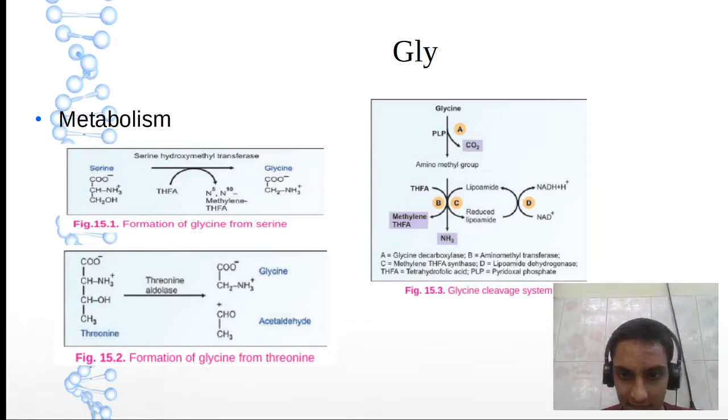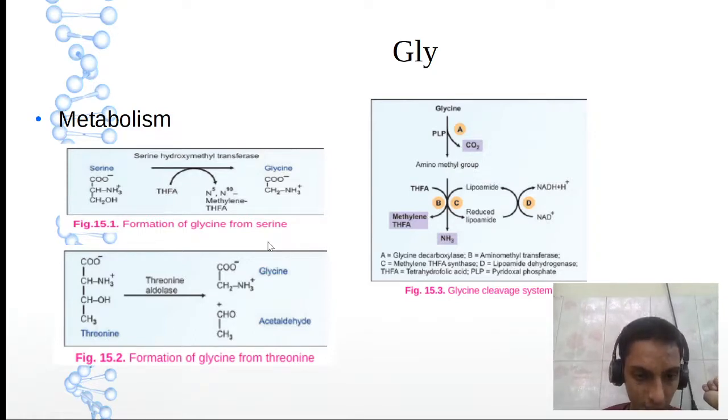So how is glycine synthesized? By two important methods. One is serine, another is threonine. So from alcoholic amino acids, I can get glycine. Serine on hydroxymethyl transferase, THF, N5,N10 methylene THF, we will get glycine. This is a reversible reaction, so that means I can get back serine.